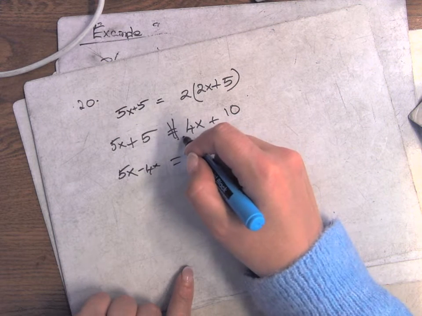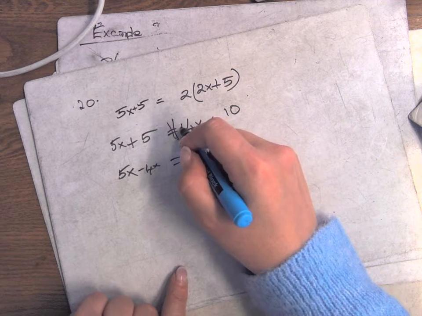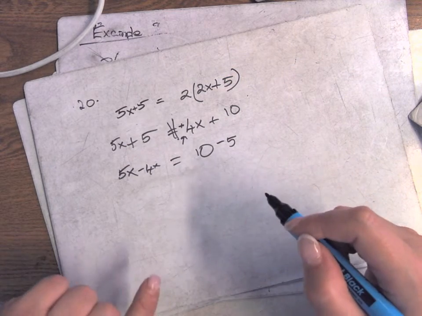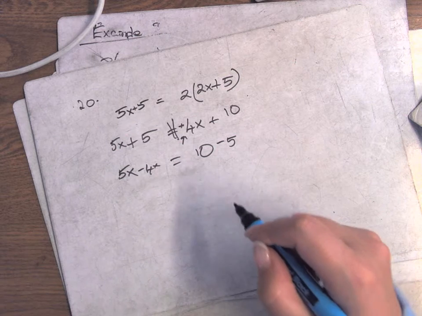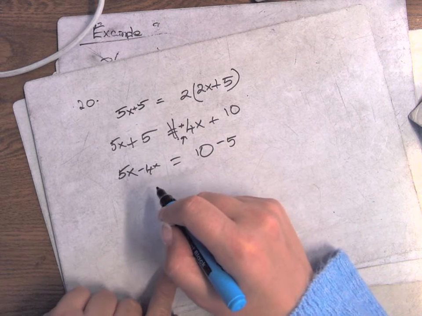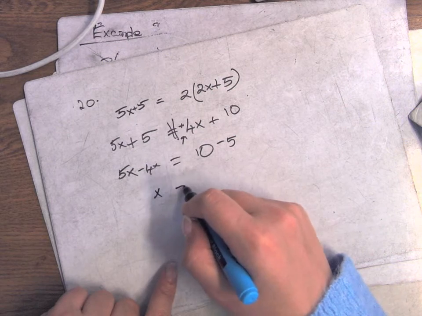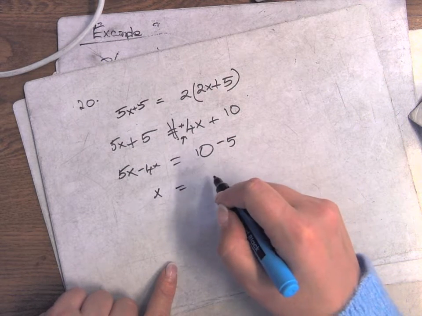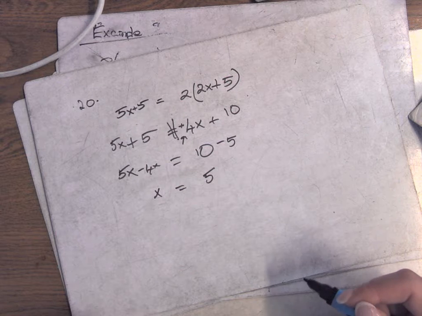Why does it become that? Because there's no sign written. The sign is normally in front. When there's no sign, there's a plus understood to be there. That's a plus, so when it comes over, it becomes a minus. So you have 5 x's, you take away 4 of them. What am I left with? 1x, or just x. And what's 10 take away 5? There's your answer. Okay?